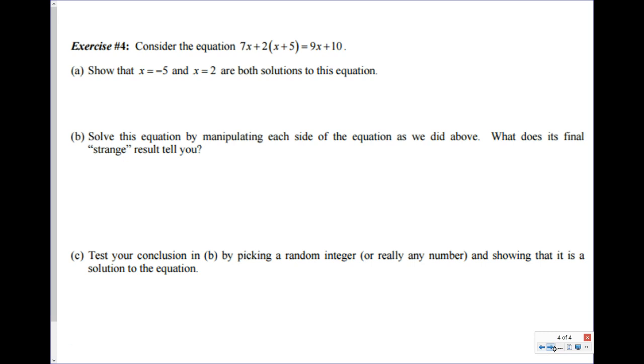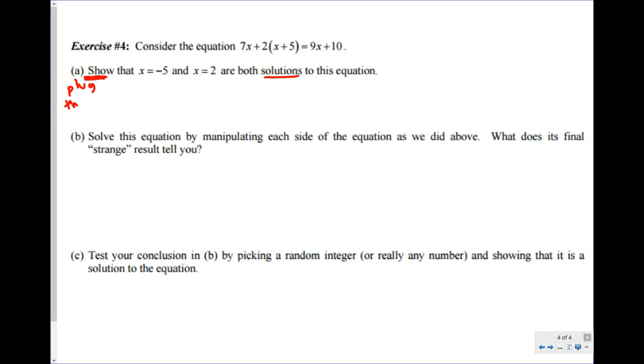And let's take a look at another situation that's kind of strange. So we just looked at an equation that has no solutions, but let's take a look at this new equation. Exercise 4: consider the equation 7x plus 2 times (x plus 5) equals 9x plus 10. Letter A says, show that x equals negative 5 and x equals 2 are both solutions. How do we show that? Well, we plug them in.